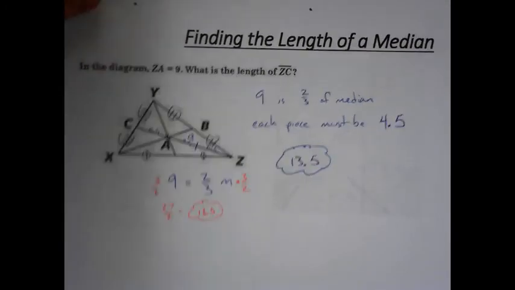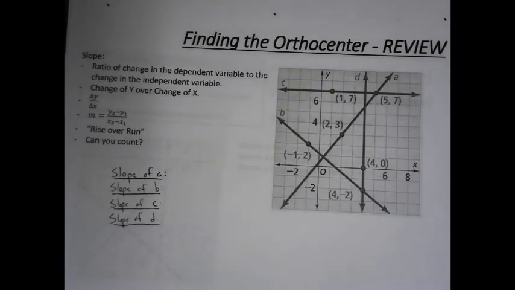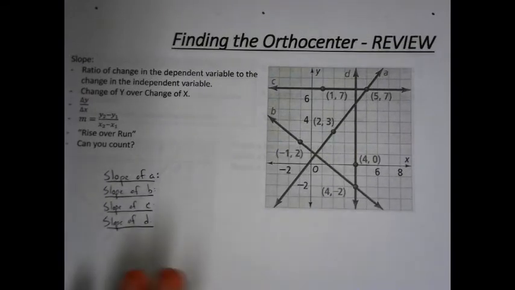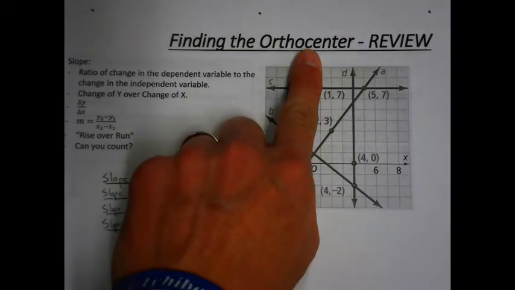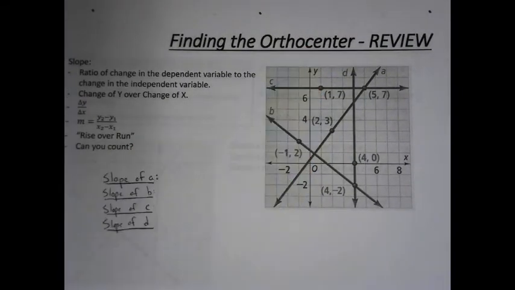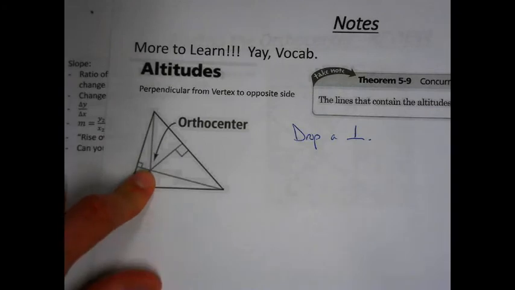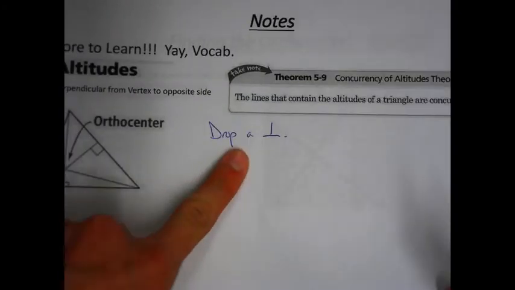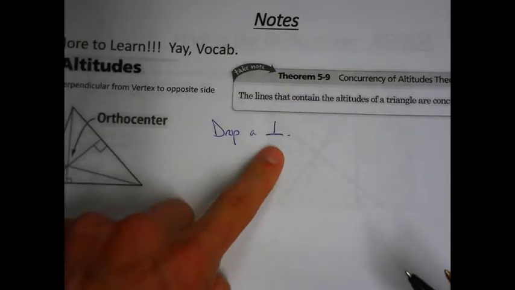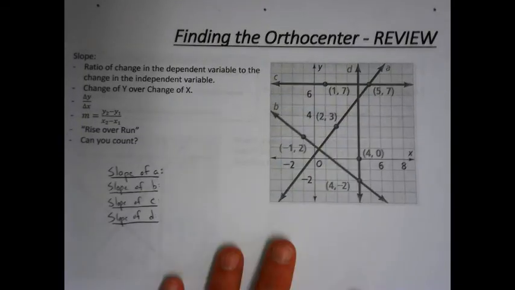Okay, let's take a break. Shall we? Yes. Review. We're going to jump into finding the orthocenter. Remember what orthocenters are? Orthocenters are where altitudes meet. And what is an altitude? It's when we drop a perpendicular. Perpendicular is going to come back in a second, but we need to do some review.